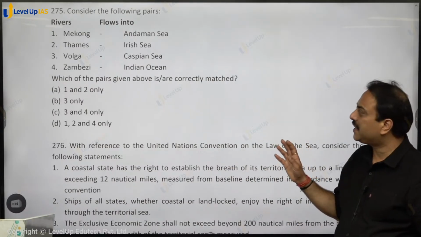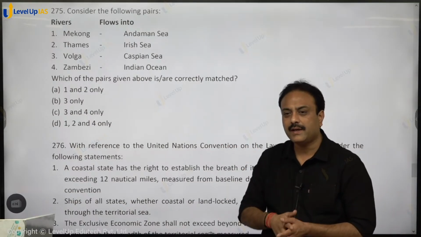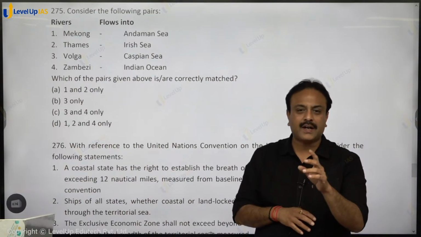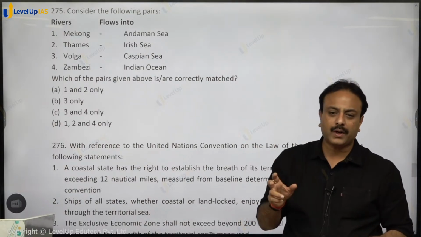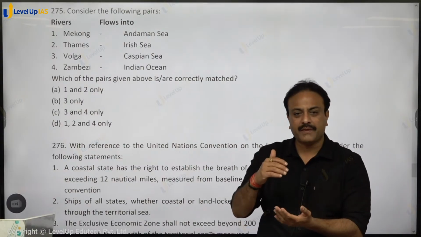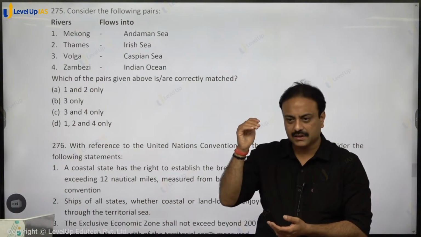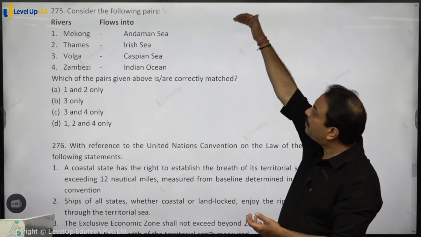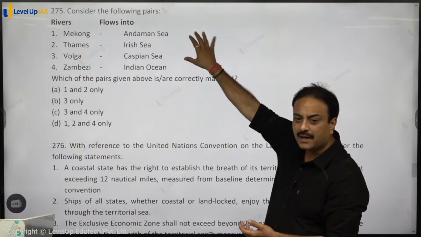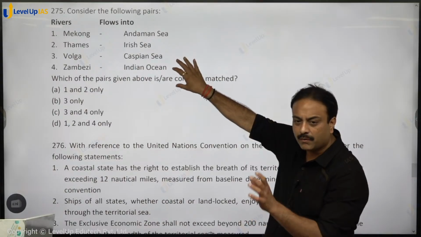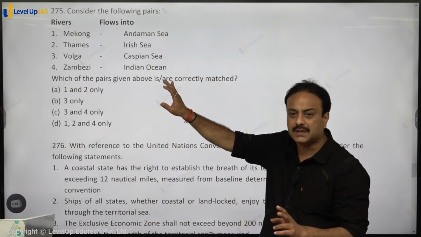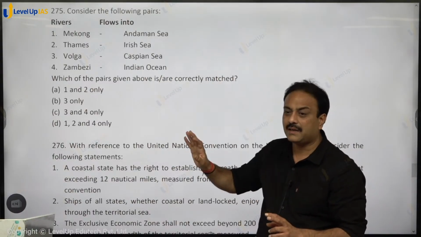Thames. Thames is the Ganga of London. Thames, Irish Sea. Irish Sea is located between the mainland of the UK and Ireland. The UK mainland has England, Scotland, Wales. England is at the bottom, Scotland is at the top, and a little to the left in the north west is Wales. After that you have an oceanic area, a water area. Then you have an island. That island is Ireland, divided into two parts, Northern Ireland and Ireland.